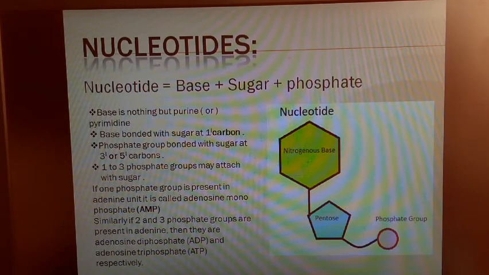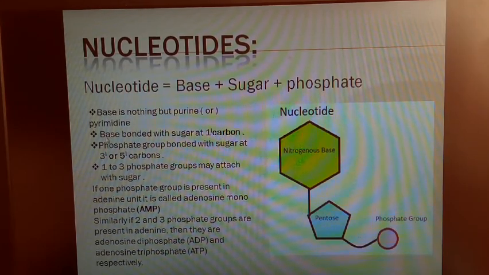Next is nucleotides. Nucleotides are nothing but the monomeric unit of nucleic acid. It consists of a base, sugar and phosphate. If only base and sugar are there, then it is a nucleoside. To the base and sugar, if phosphate is also added, then we are going to call that a nucleotide. The base is nothing but purine or pyrimidine.